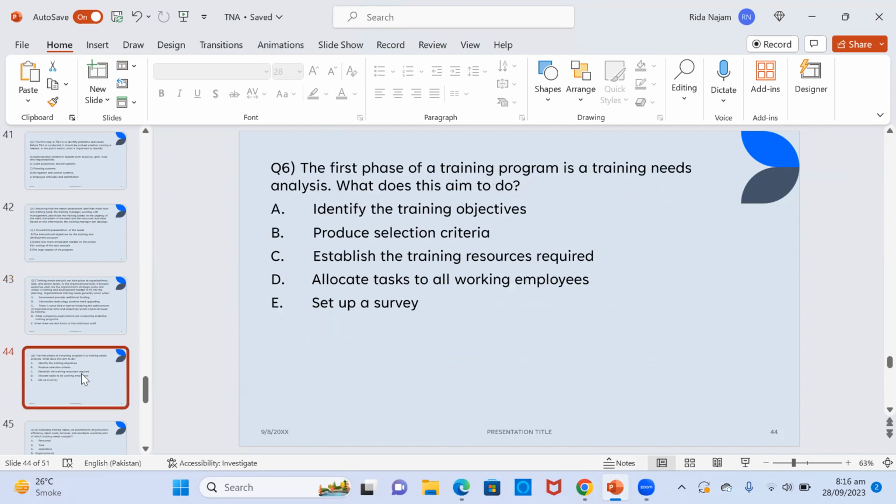Question 6. The first phase of a training program is a training needs analysis. What does this aim to do? A, identify the training objectives. B, produce selection criteria. C, establish the training resources required. D, allocate tasks to all working employees. Or E, set up a survey. A. Yes, the answer is 6A.